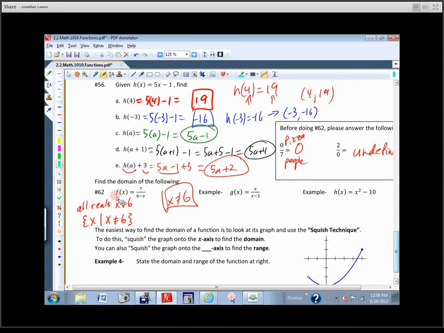Let's take a look at this one right here. What number can we not plug into this? 3. You can't plug in a 3. So if you just want to write x not equal to 3, that would be just fine. If you want to write all reals except for this, that would be fine. If you wanted to do set builder notation and write x such that x is not equal to 3, that would be okay too. Now, I do want to show you that you can solve it using this. You could say x minus 3 cannot equal 0.